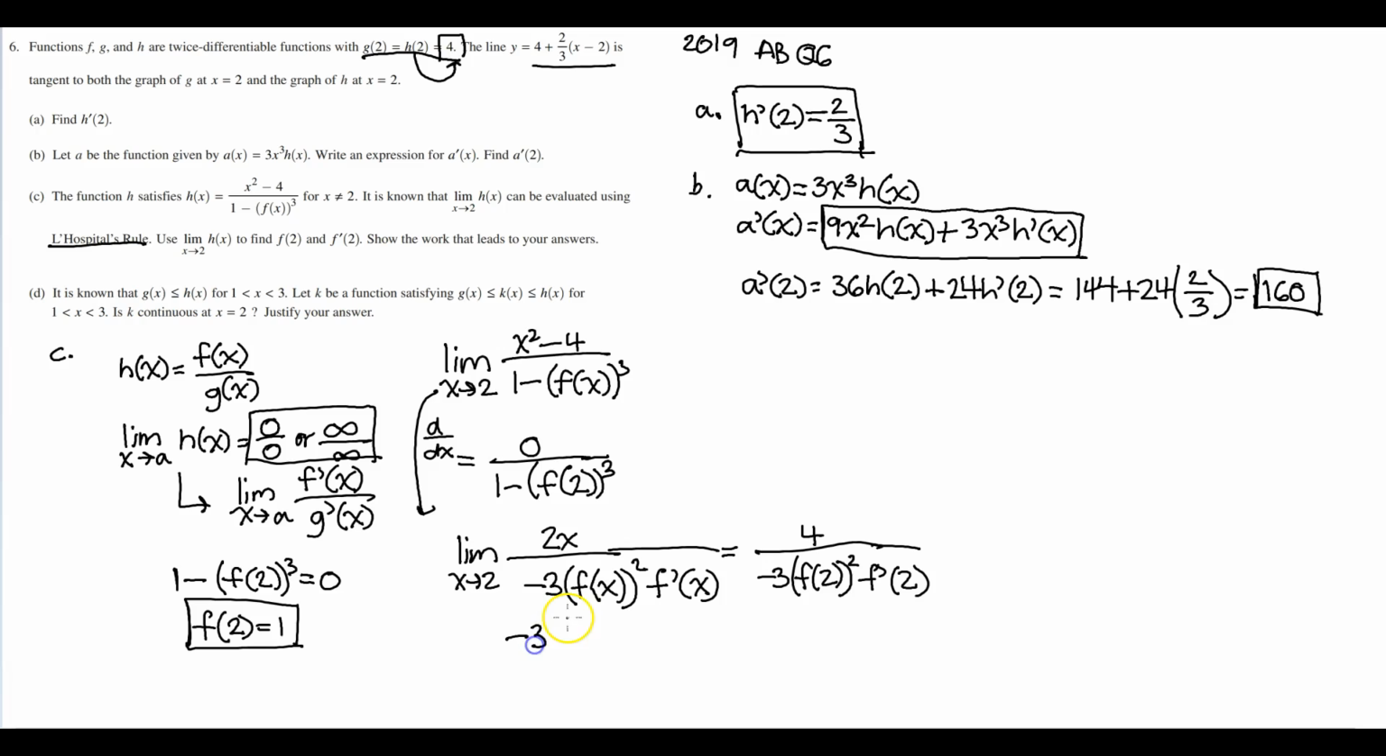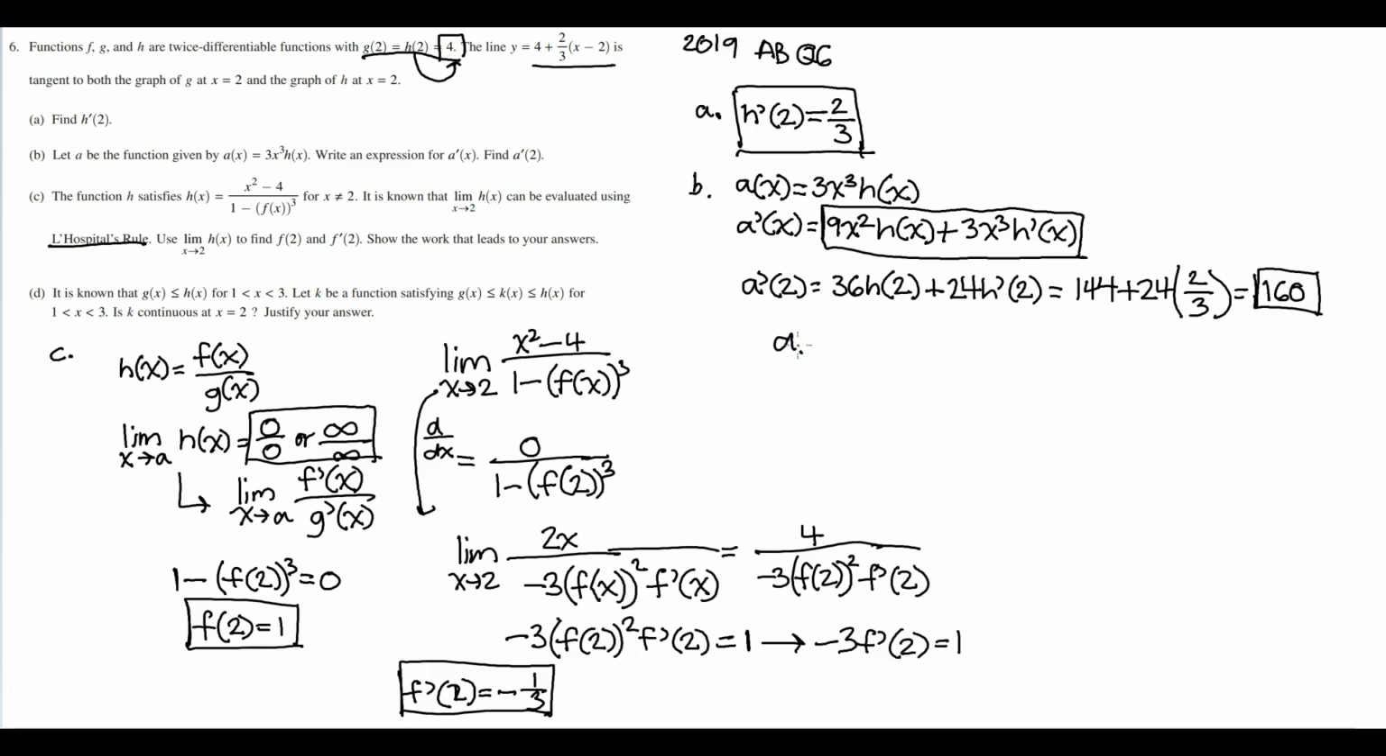That means that this quotient must equal 1. So that this quotient must equal 1, we just found that f of 2 equals 1. So we have negative 3 f prime of 2 equals 1. And divide by 3 on both sides, we get f prime of 2 equals negative 1/3. Okay?